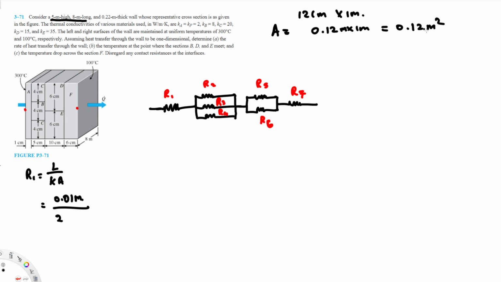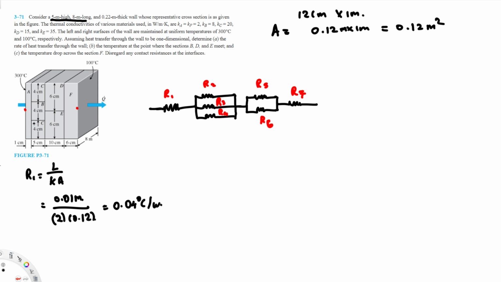So let's do it for this area for now and see what we get, right? Here we are going to have K, that is 2, times the area 0.12, and if you calculate this one, that's going to give you 0.04 degrees Celsius per watt. This is R1. Now let's go and do R2.